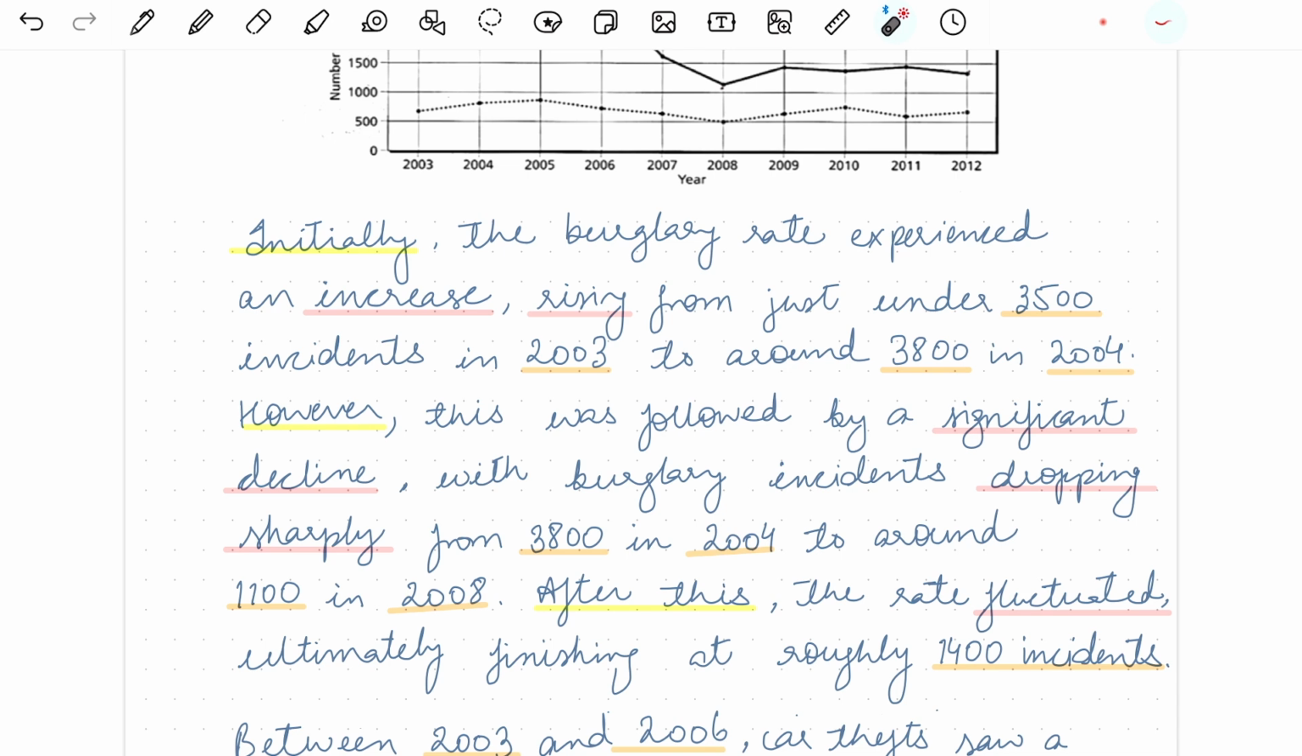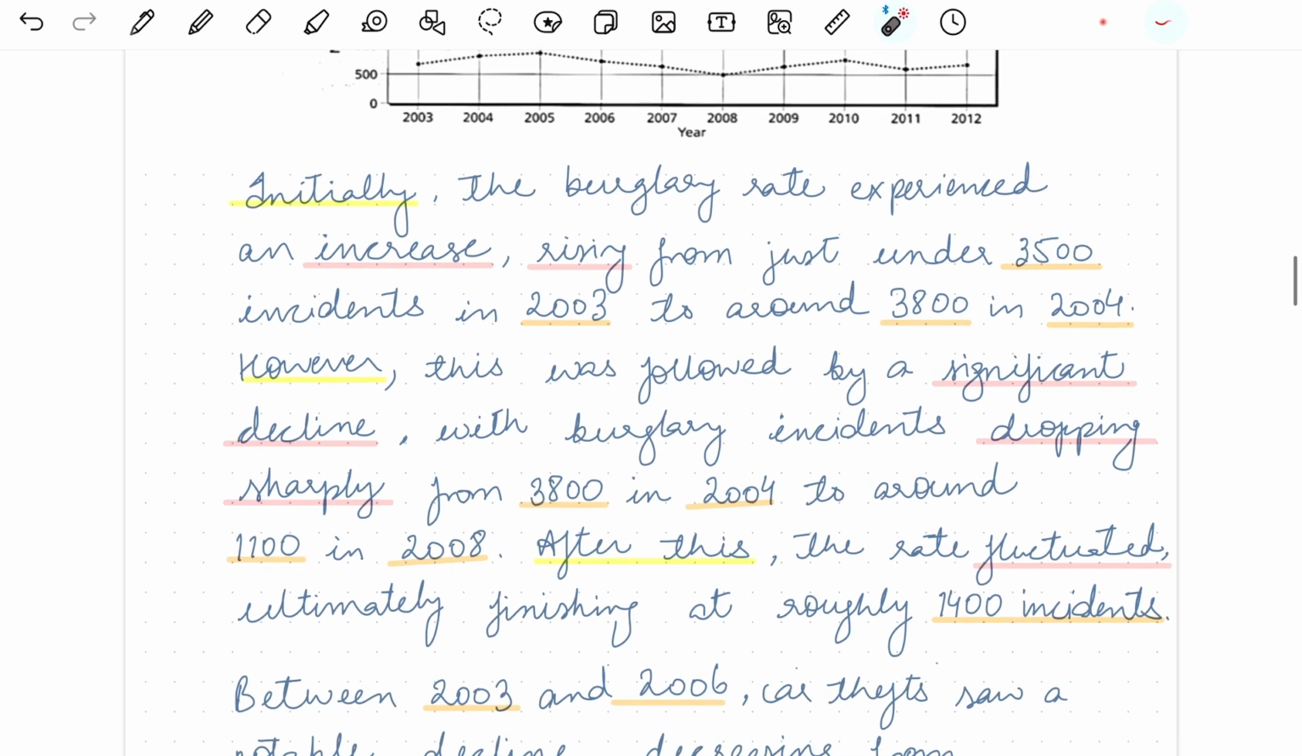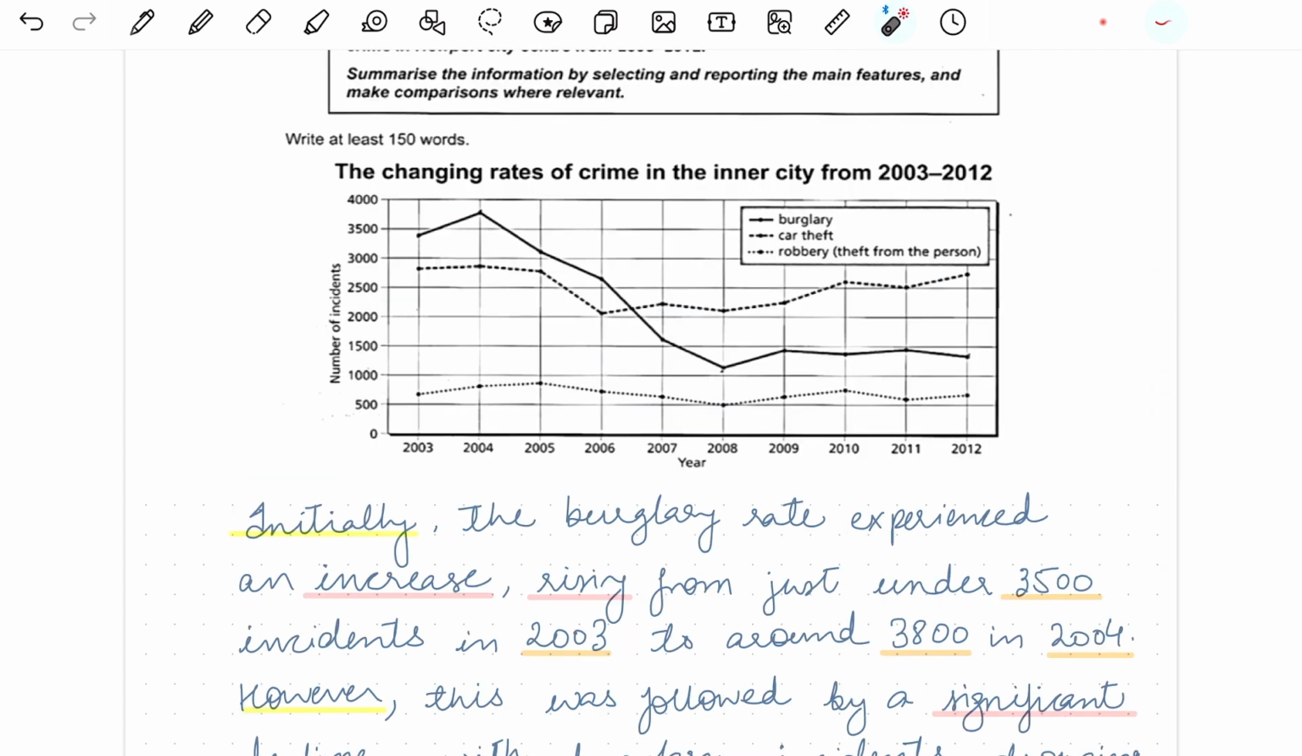However, this was followed by a significant decline, with burglary incidents dropping sharply from 3,800 in 2004 to around 1,100 in 2008. After this, the rate fluctuated, ultimately finishing at roughly 1,400 incidents. So if you look at this, you can clearly understand what has happened in the line chart. Everything is very clear and easy to understand, right? And so that's what I've done here.